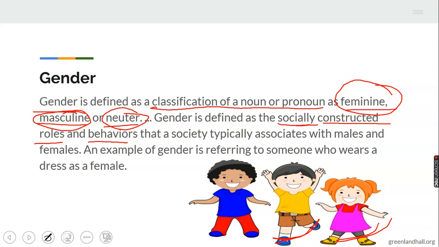Now, an example of gender is referring to someone who wears a dress as female. Okay, that's one of the areas that helps people to differentiate between the masculine and the feminine, the area of dressing.